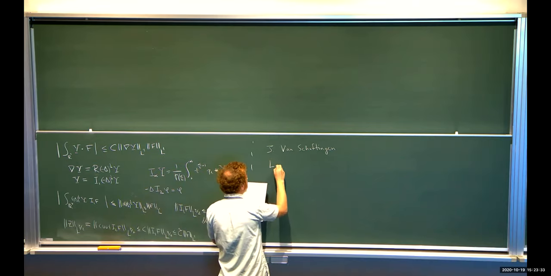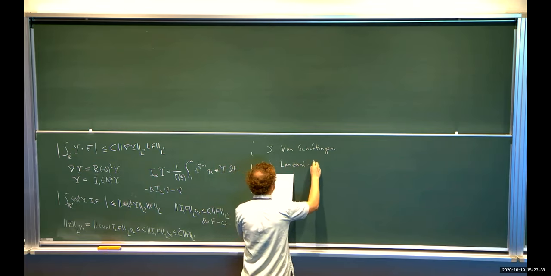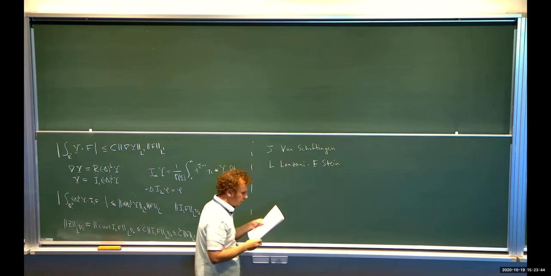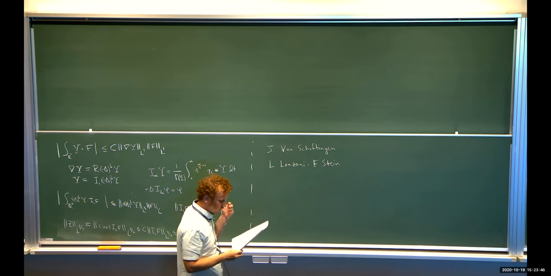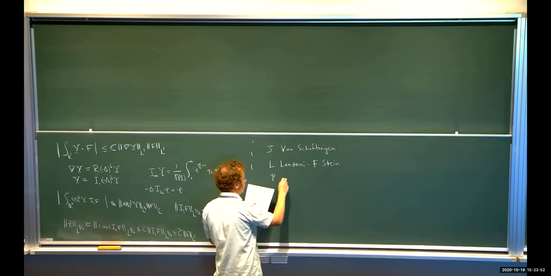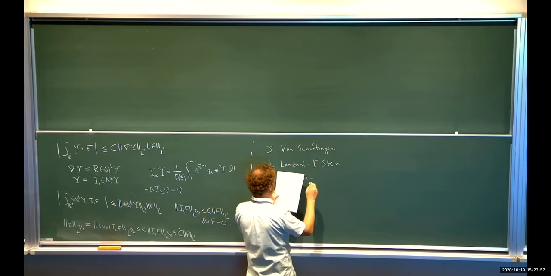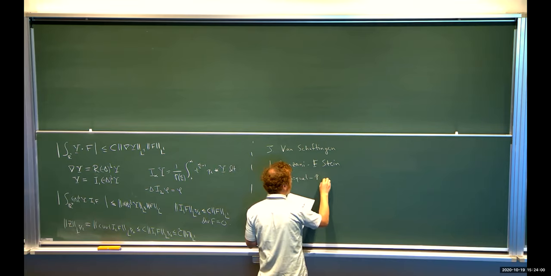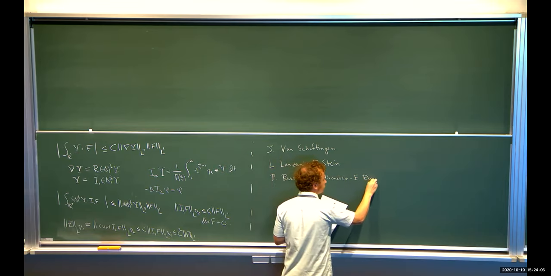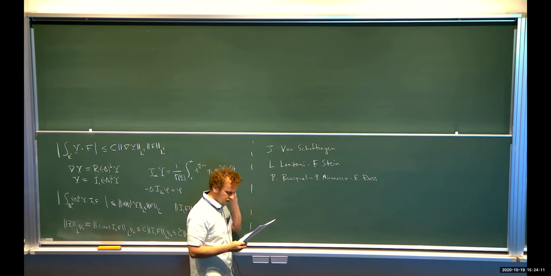There's work by Loredana Lanzani and Elias Stein, which handled the case of differential forms. Differential forms is also approached in the later Bourgain-Brezis paper. There's work by Pierre Bousquet, Petru Mironescu, and Emmanuel Russ. This gave a streamlined argument and also treated various function spaces beyond what Bourgain-Brezis had treated.